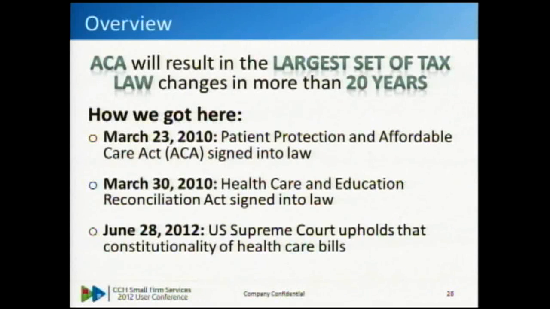So ACA is actually made up of two different pieces of legislation, both passed in March of 2010. And then we kind of sat around on pins and needles while some components rolled out. Will it, won't it? What's going to happen? Until June of this year, in which the Supreme Court upheld the constitutionality of the whole entire piece of legislation. So with that, here we go. We're going to start rolling on it.